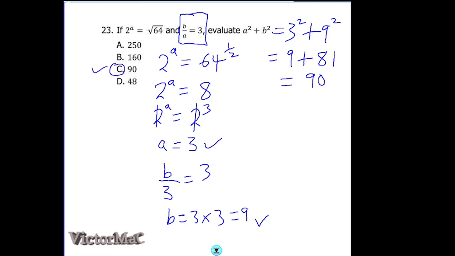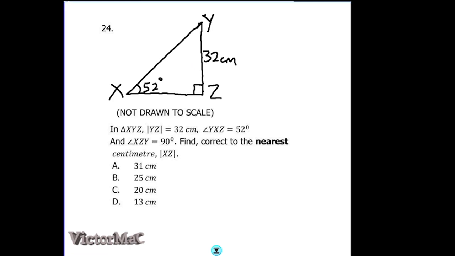Number 24. This is a question about trigonometry, where we apply the popular acronym, SOHCAHTOA. This question is not drawn to scale, so we say in triangle XYZ, YZ is 32, all right? And then angle YXZ is 52 degrees, the angle here, and then angle XZY is 90 degrees, which is facing the hypotenuse here, all right? It says find, correct to the nearest centimeter, XZ. XZ is actually the adjacent. This side is opposite.